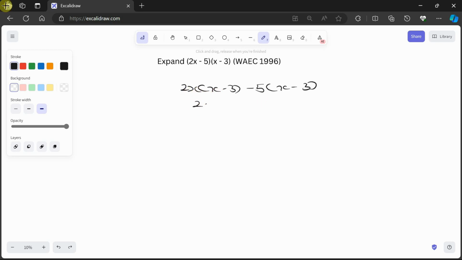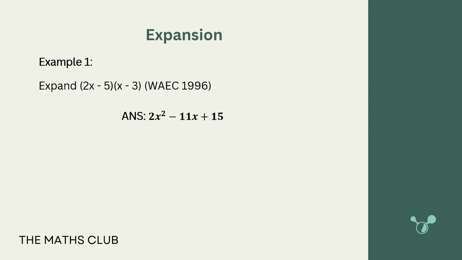2x times x is 2x squared. 2x times minus 3 is minus 6x. Minus 5 times x is minus 5x. Minus 5 times minus 3 is plus 15. So let's simplify it. So 2x squared minus 6x minus 5x will give me minus 11x plus 15. So that's basically it. If you got this, well done. Let's see if our answer is correct. So 2x squared minus 11x plus 15. Great.